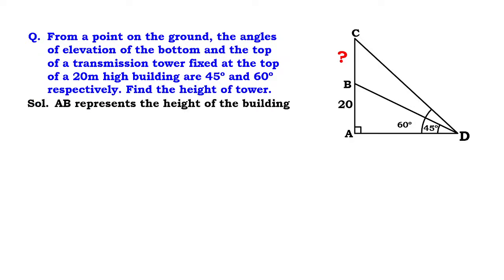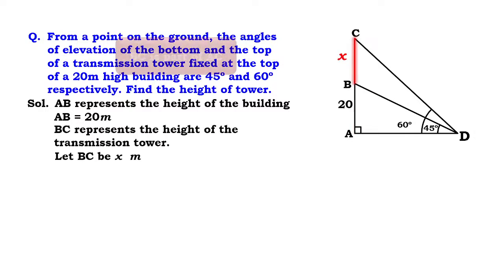AB represents the height of the building. Yes or no? Next, what is AB length they have given? 20 meters. And BC I have to find. That is the height of the tower. X I have to find. Next, total BC is equal to what?